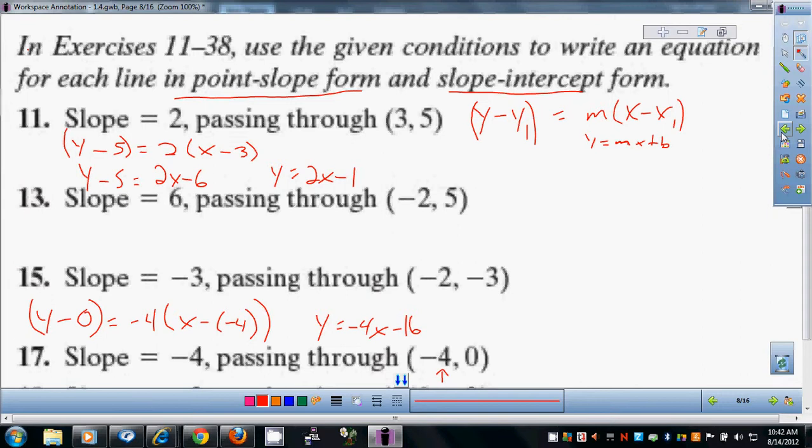While we're doing this, what if I didn't give you a point? What if I said, I'm not going to give you a point, but I will tell you that the x-intercept is 3. What coordinate is that? What coordinate is an x-intercept of 3? Y-intercept would be (0, 3), and x-intercept would be (3, 0).